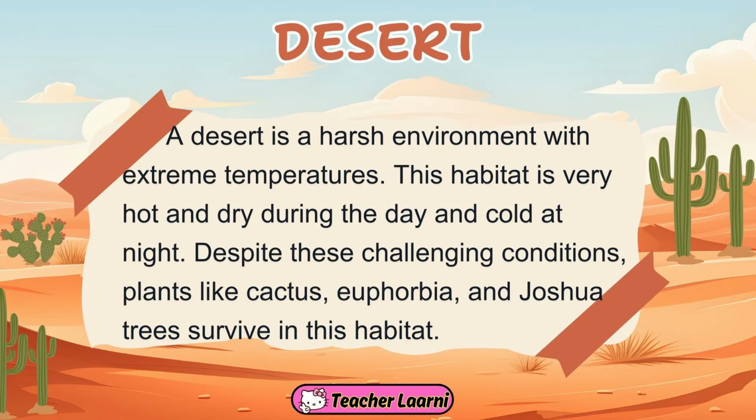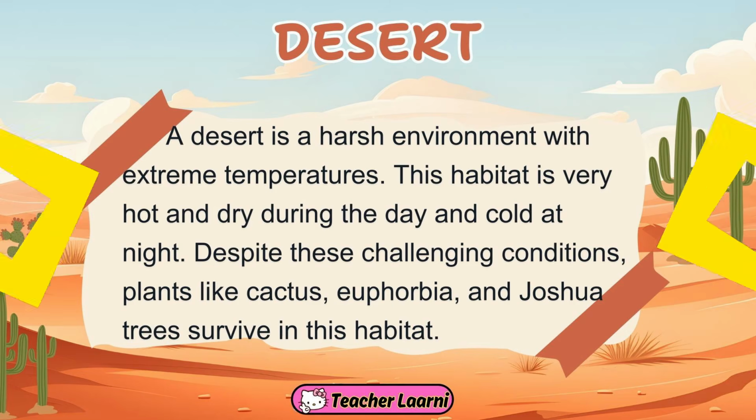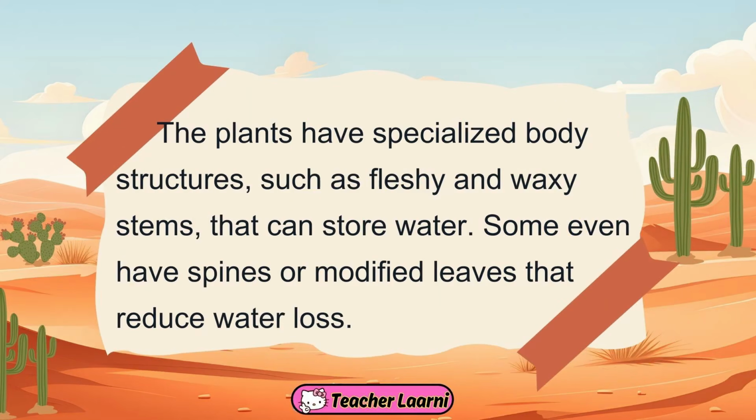A desert is a harsh environment with extreme temperatures. This habitat is very hot and dry during the day and cold at night. Despite these challenging conditions, plants like cactus, euphorbia, and Joshua tree survive in this habitat. The plants in the desert have specialized body structures, such as fleshy and waxy stems, that can store water. Some even have spines or modified leaves that reduce water loss.